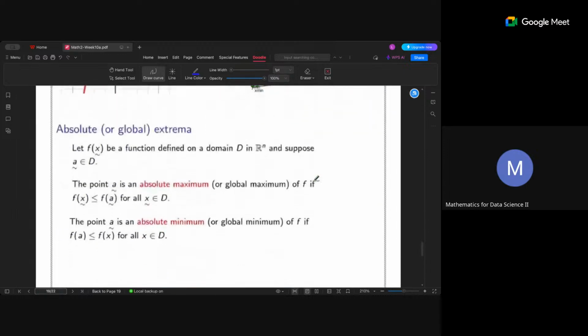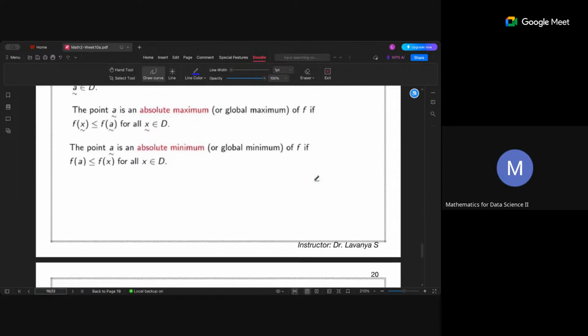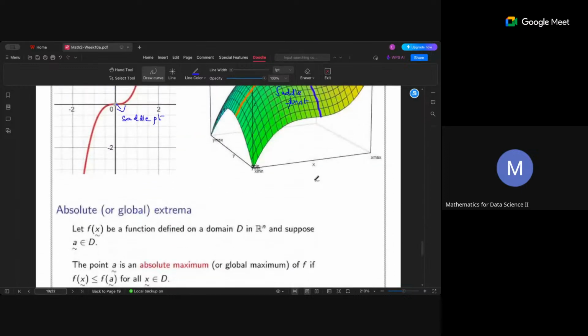Okay, fine. So I will just give the definitions of absolute extrema. We are not having time for doing problems. I'm just giving the definition of absolute extrema.